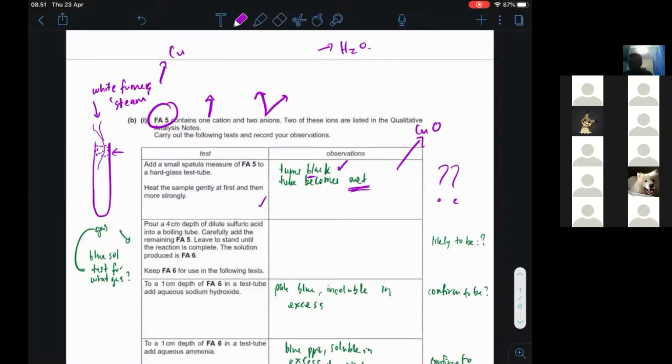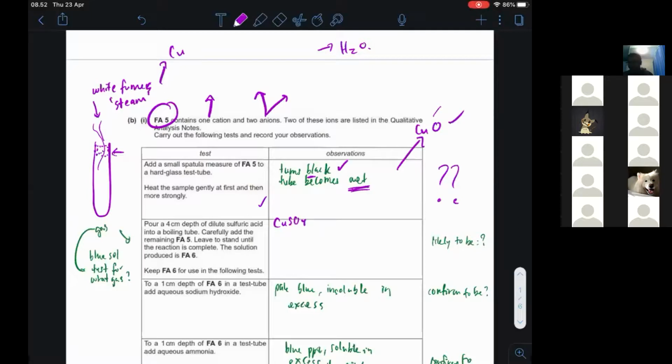Now, after that, I'm going to use sulfuric acid and add it to Fa5, and then let it complete, and you are going to get the Fa6. The moment I add the sulfuric acid, I'm going to get some sulfate. If you know copper earlier, most likely it's copper sulfate.